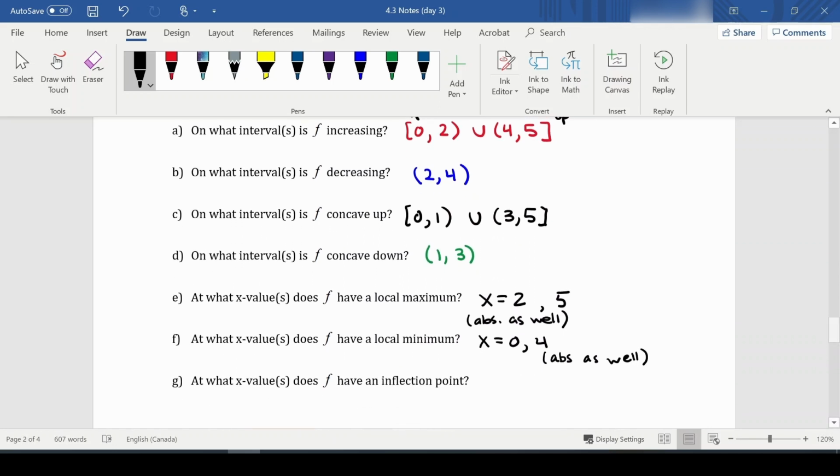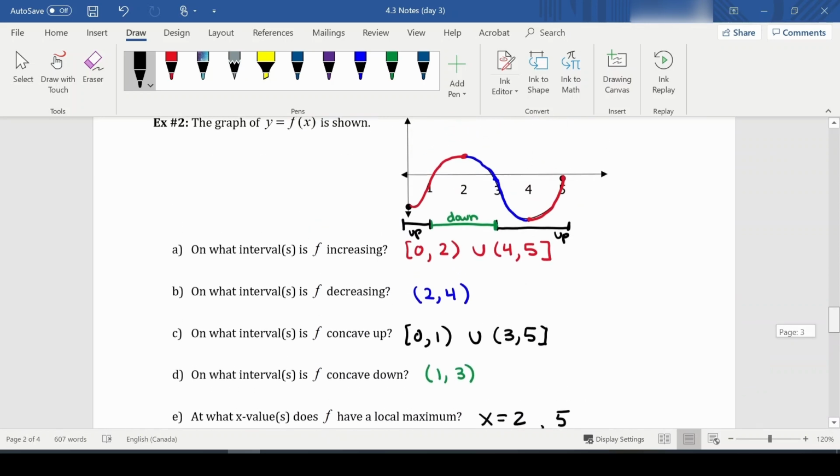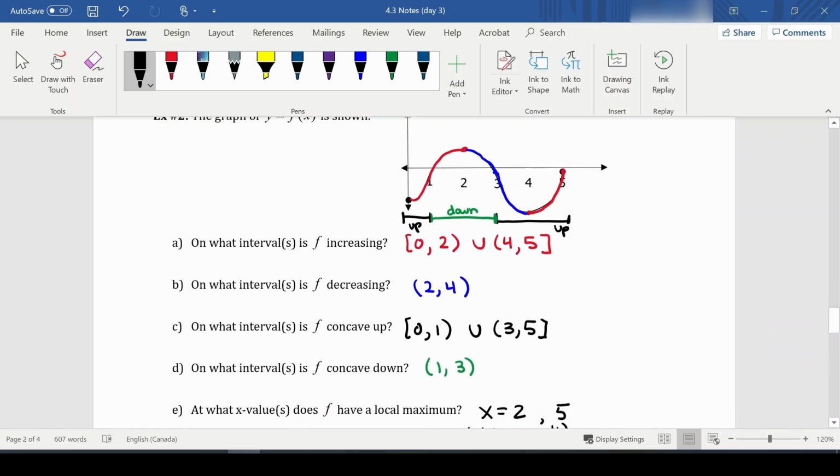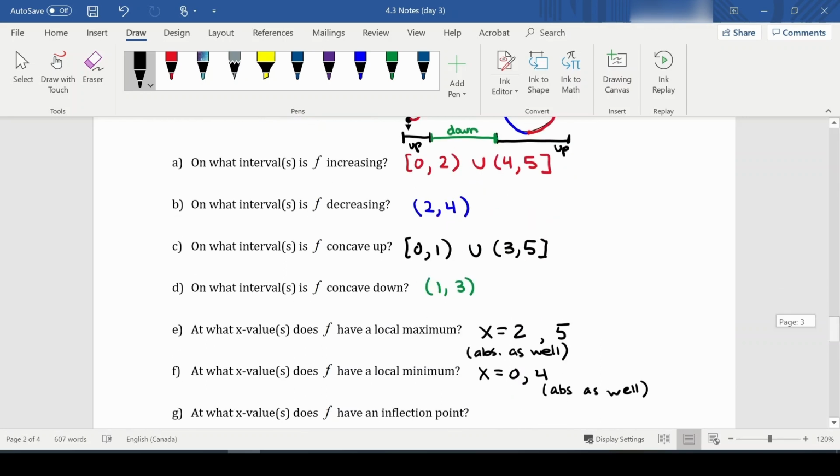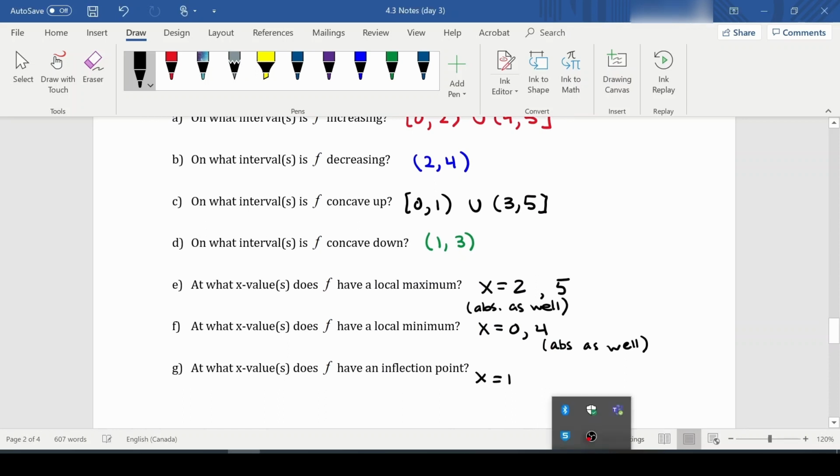And then next is, where do we have an inflection point? So inflection points are changes in concavity. So we changed concavity at 1 and at about 3. So those would be my inflection points.